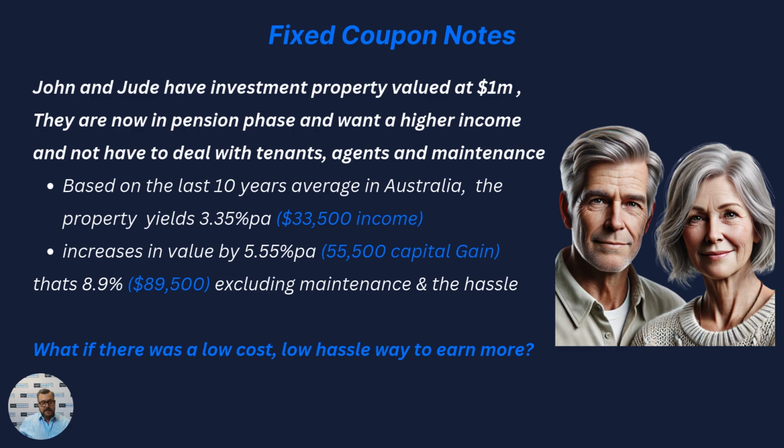The property's unencumbered, and if you went off the past 10 years average in Australia, the property yields about 3.35% per annum, about $33,500 in income, and then increases in value by about 5.55% per annum, which is $55,500 in capital gain.